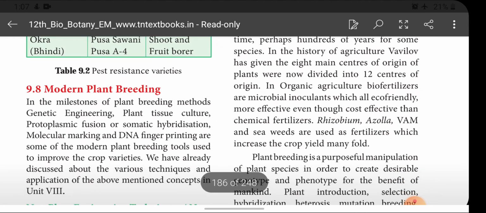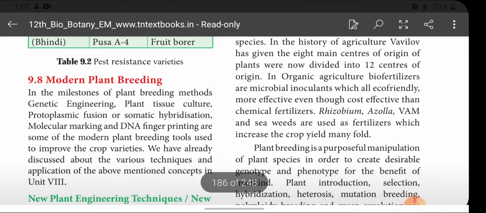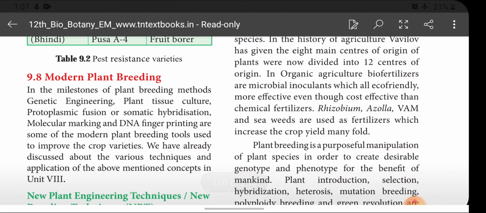Modern plant breeding. In the milestones of plant breeding methods, genetic engineering, plant tissue culture, protoplasmic fusion or somatic hybridization, molecular marking and DNA fingerprinting are some of the modern plant breeding tools used to improve crop varieties. We have already discussed the various techniques and applications of the above mentioned concepts in Unit 8 itself.